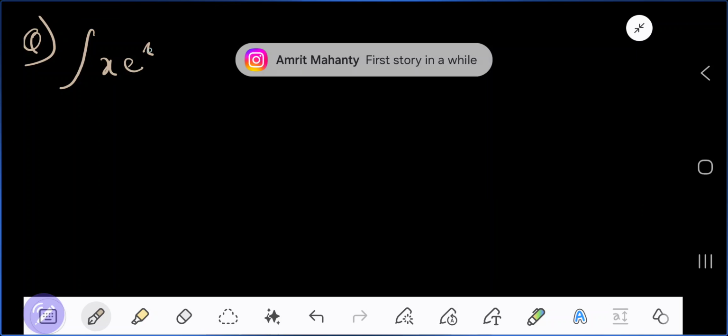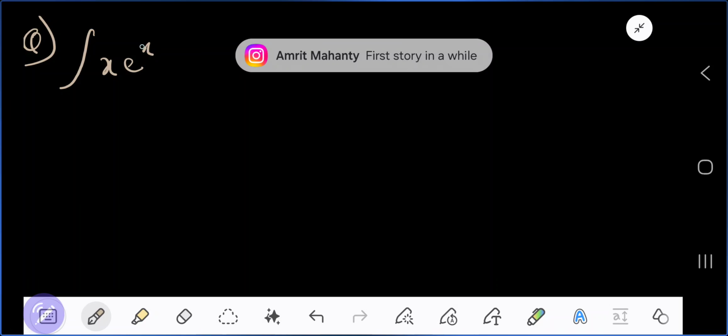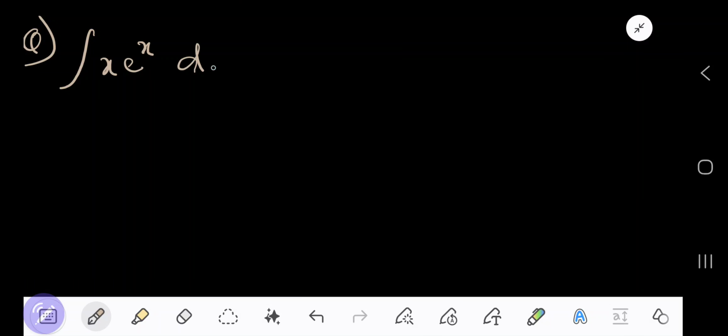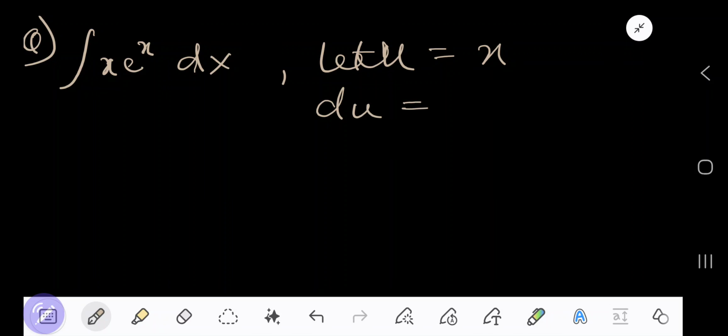Alright, our first sum is integrate x e raised to x dx. Over here we're going to use u substitution. So let u equal x. That would be the best for us. So du would just be equal to 1 dx, which equals dx.